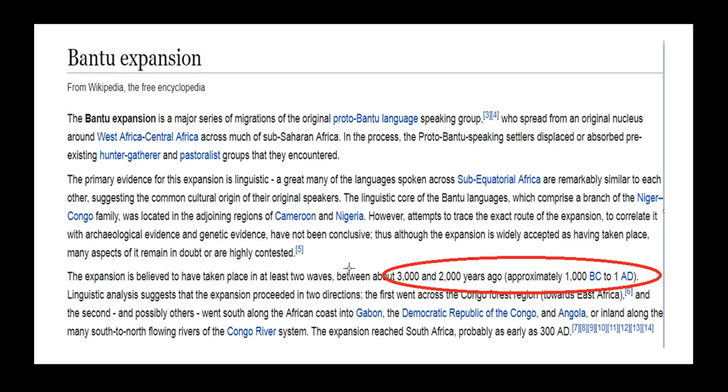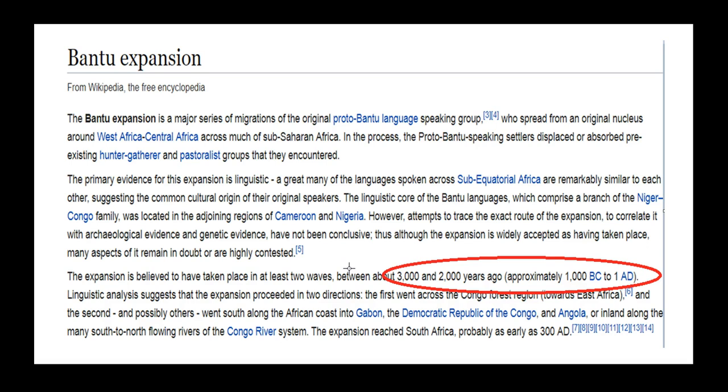So, according to European documents and European historians, the story is that our people came from the area of West Africa in the Cameroon and Nigeria area, and for some reason, maybe due to famine or climate change, the Bantus from the area of Cameroon and Nigeria went southward and sort of scattered along South and Southeast Africa. And they claim that this incident happened in two waves. The first wave happened around 1000 BC, and the second wave happened around 1 AD.